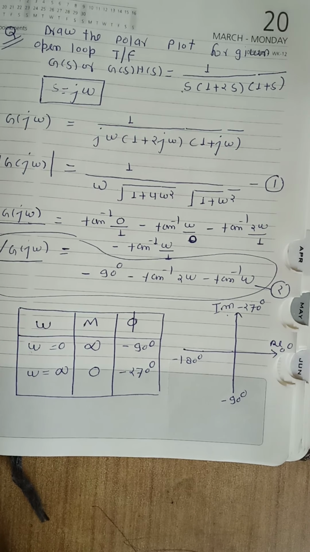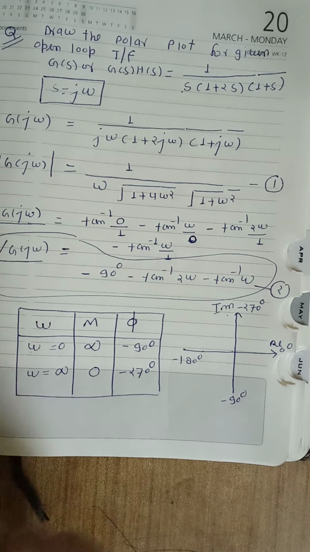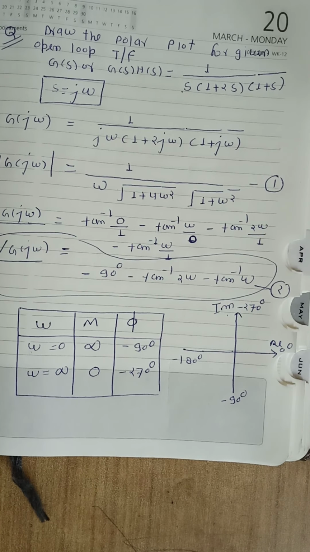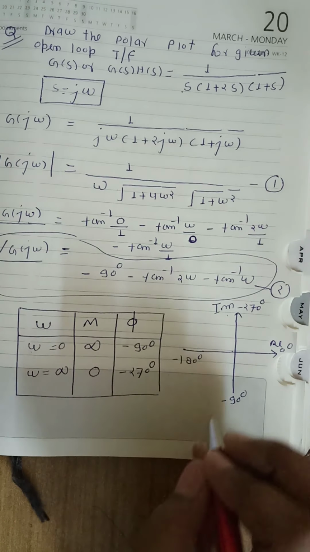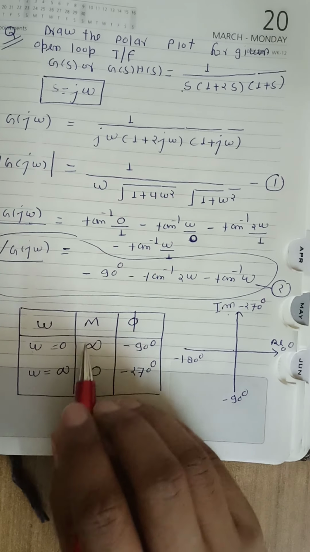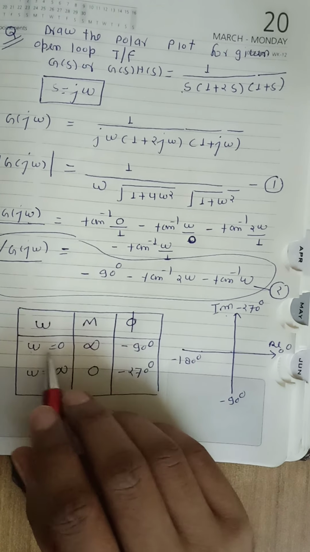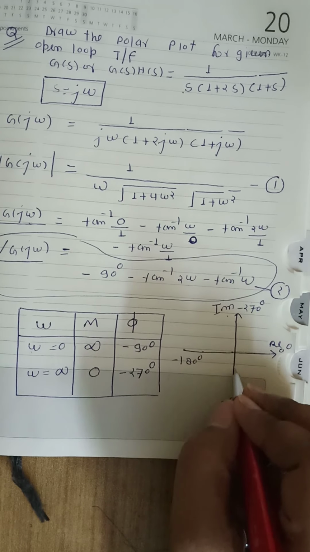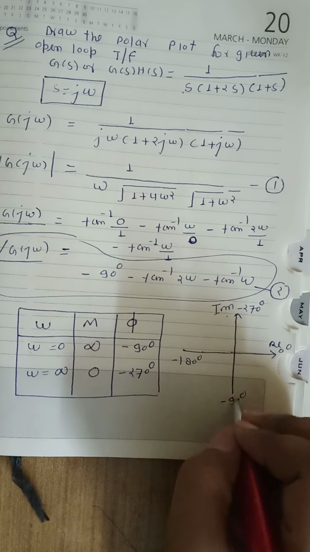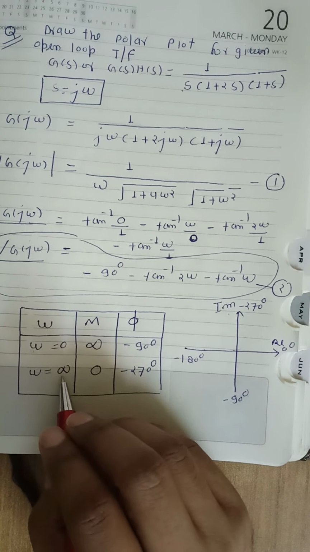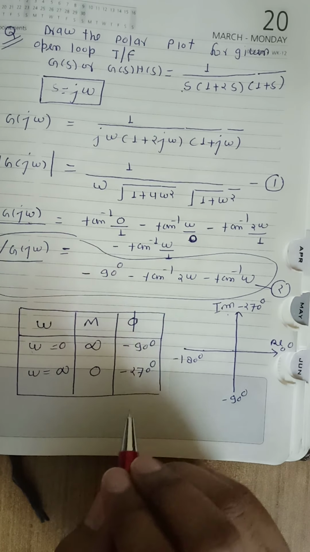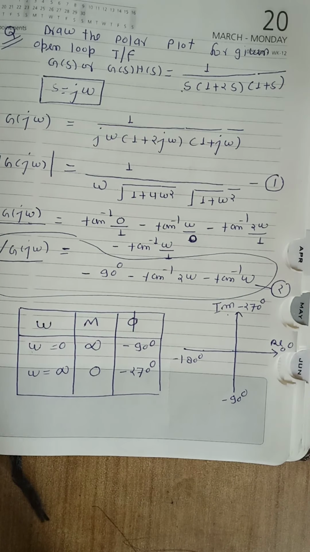Now plot the polar plot according to magnitude and phase angle for omega equal to 0 and for omega equal to infinity. We have magnitude infinity, phase angle minus 90 degree for omega equal to 0. That means this line will define minus 90 degree angle. And for omega equal to infinity, we have phase angle minus 270 degree. That means when omega will increase, phase angle will change.